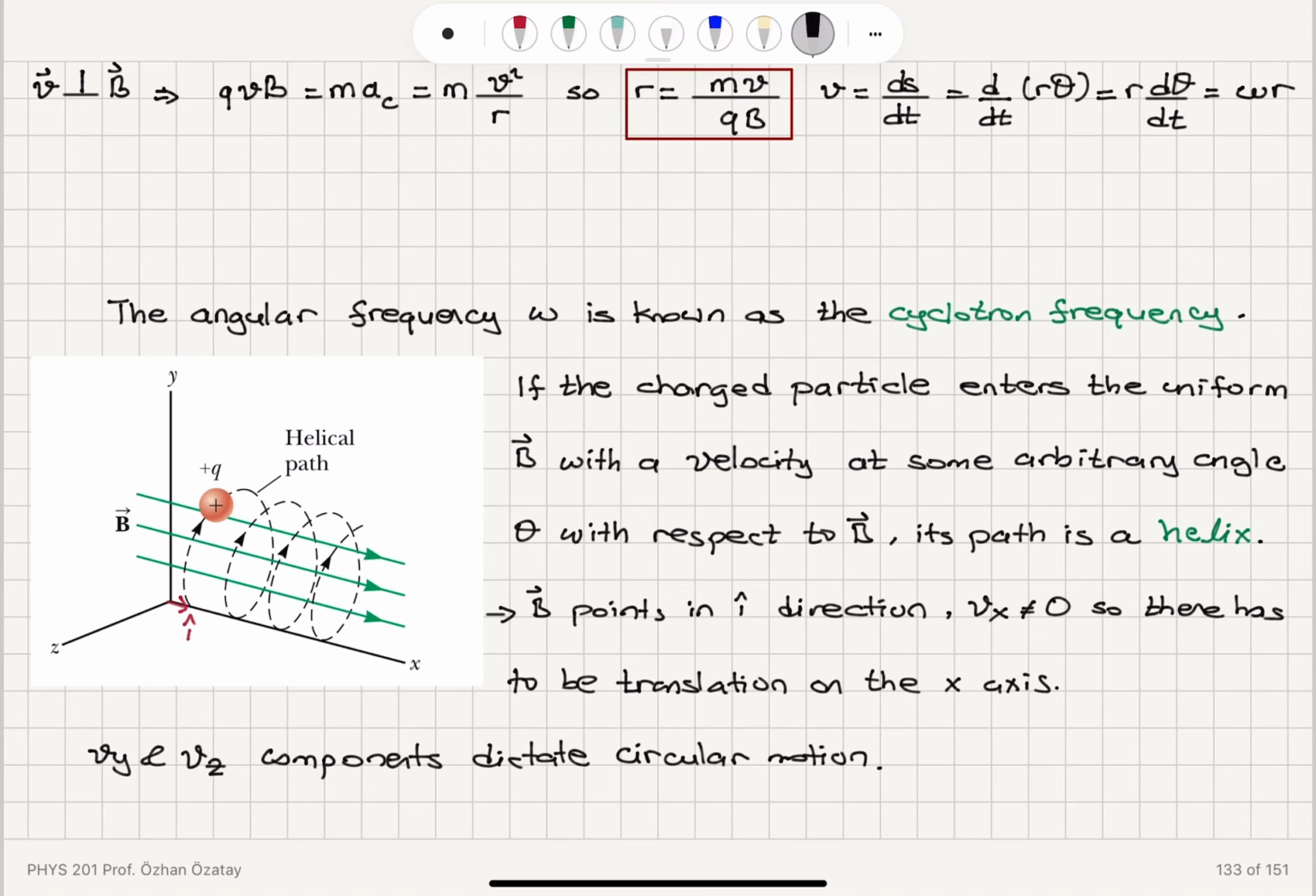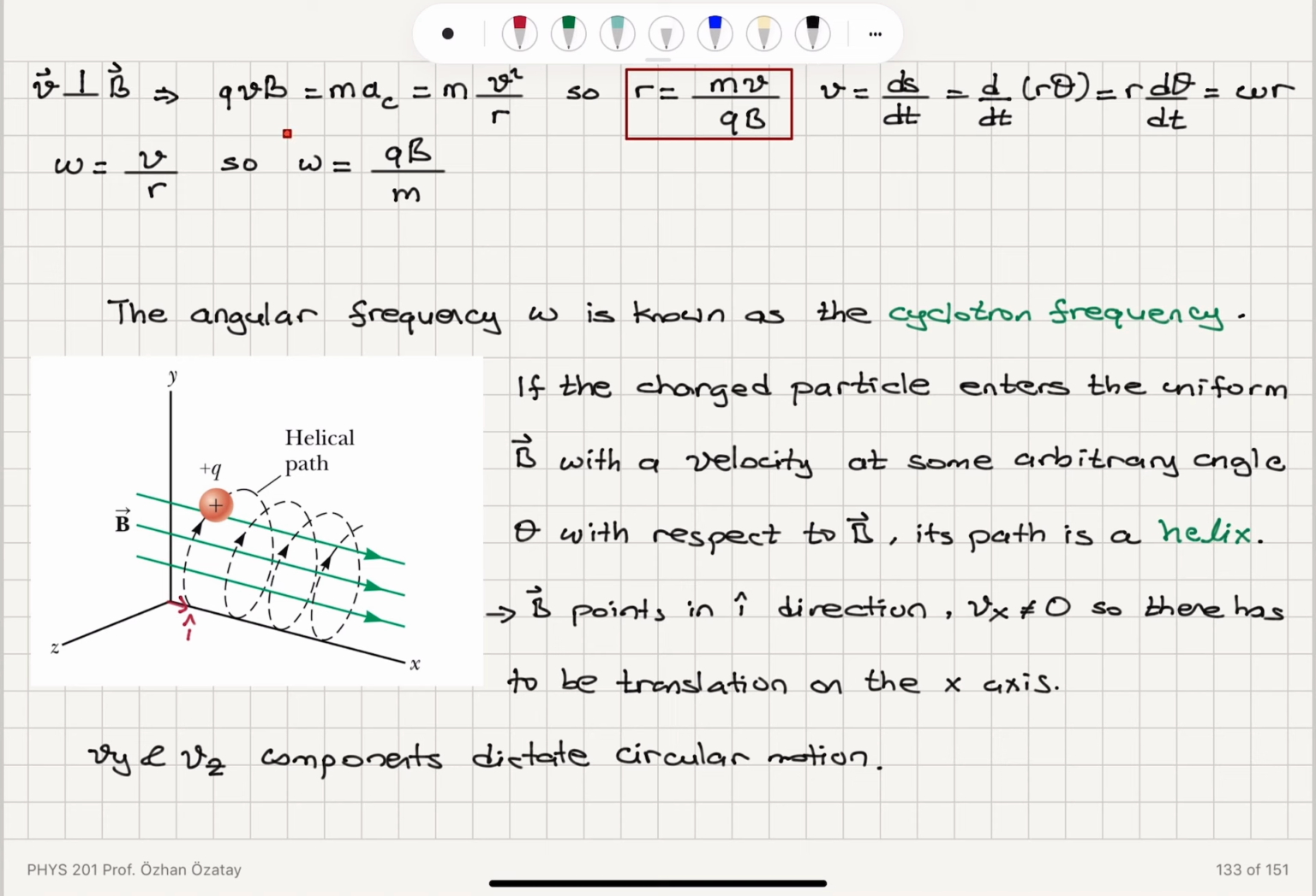So omega, the angular speed, is the tangential speed v divided by r. v is 2 pi r divided by the period. So we can write omega as v divided by r, which gives us v divided by mv over qB. So the v's will cancel, and omega will be qB over m.